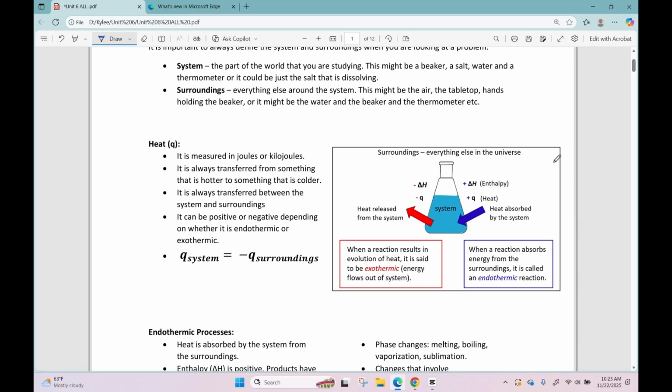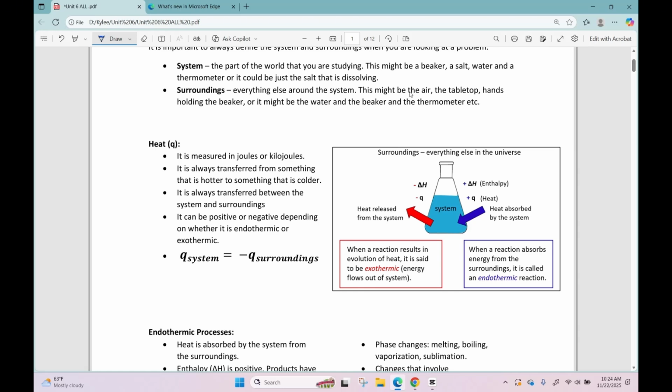The prefix endo means to go inside, like enter. So when a reaction absorbs energy from the surroundings, this is considered to be endothermic. When a system releases energy to the surroundings, this is considered to be exothermic. And again, exo, exit, exoskeleton, those all mean outside. So when we think of our surroundings versus the system, energy is always being transferred between those two things.